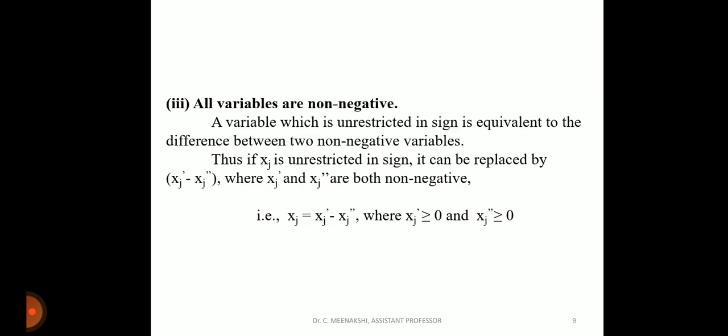Then third point, all variables must be non-negative. Suppose a variable is unrestricted in sign, we have to convert it into a non-negative restriction by writing xj equal to xj dash minus xj double dash, where xj dash and xj double dash are non-negative, that is xj dash greater than or equal to 0 and xj double dash greater than or equal to 0.